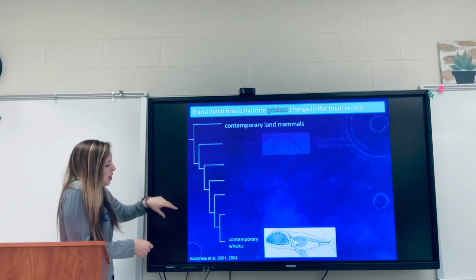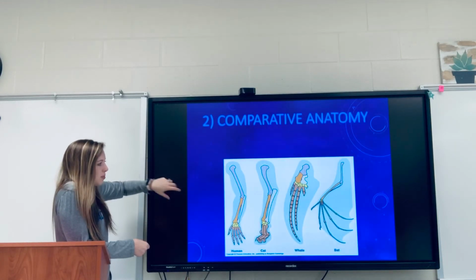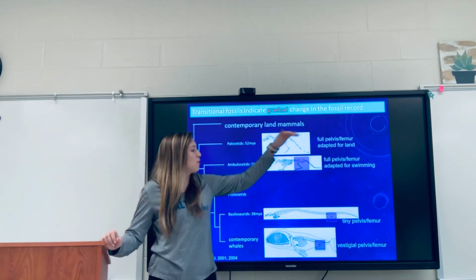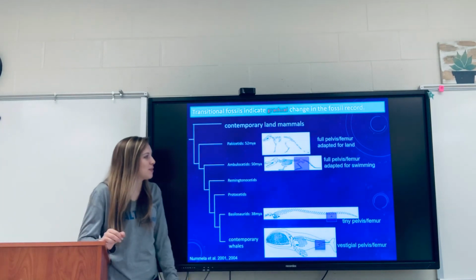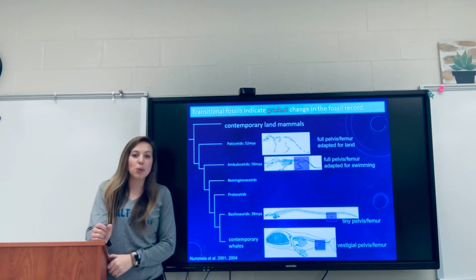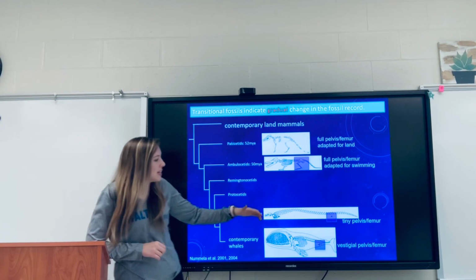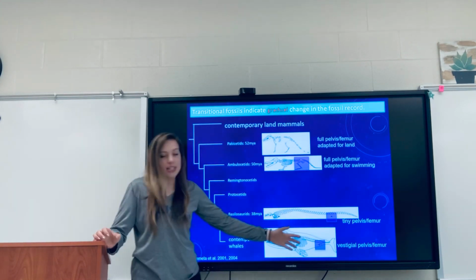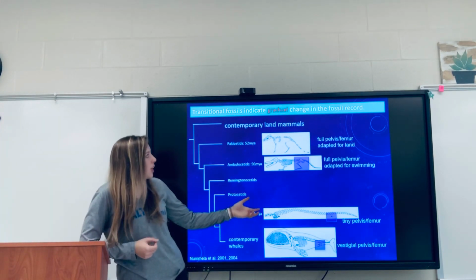And then we look at this graph here. I don't know if this is actually a graph, diagram, something, I don't know. So this is 52 million years ago, and it had a full pelvis and femur adapted for land. Then we look here, full pelvis and femur adapted for swimming. And then as we move down, and we're at 38 million years here, now we have a tiny pelvis and femur, and then we have a vestigial pelvis and femur. So as we move down, things have changed a little bit.